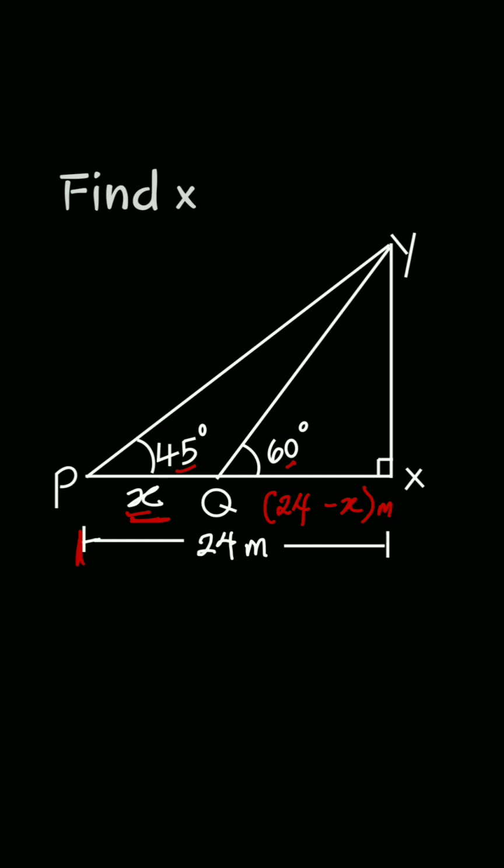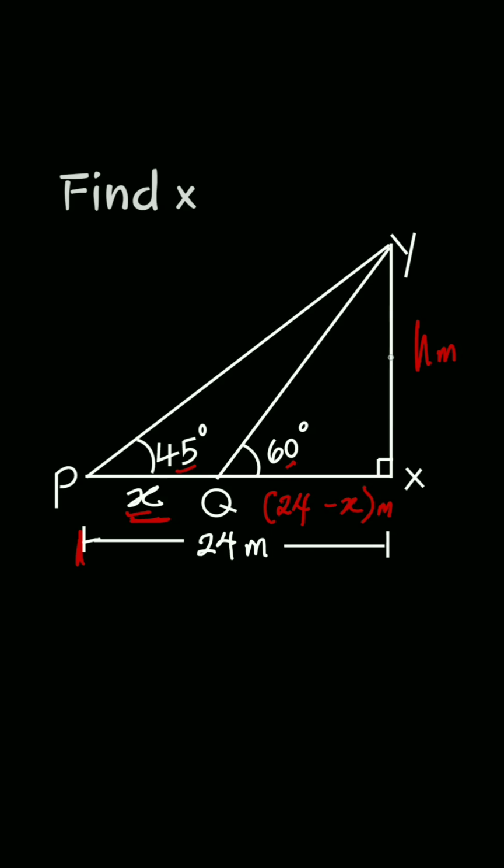How do we find the value of x? When you look at these right angle triangles closely, you see that there is a side that is common, that is shared between the two right angle triangles. And that side is side XY. So let's call this side h meters. When we find the value of h here, it will be easier for us to find the value of x.